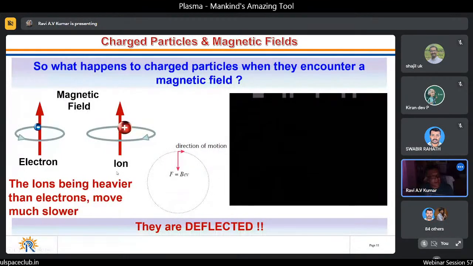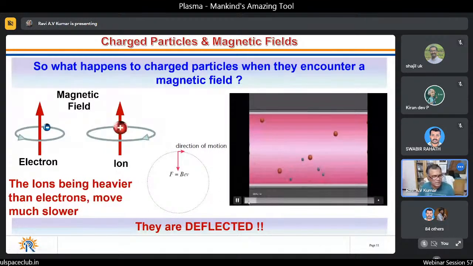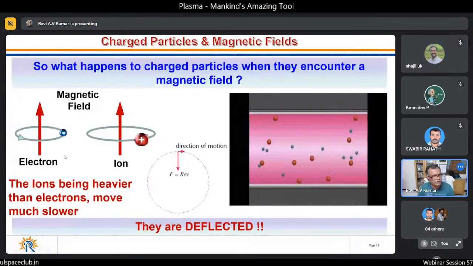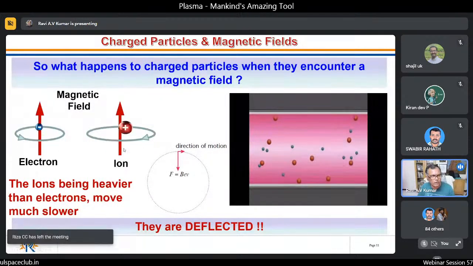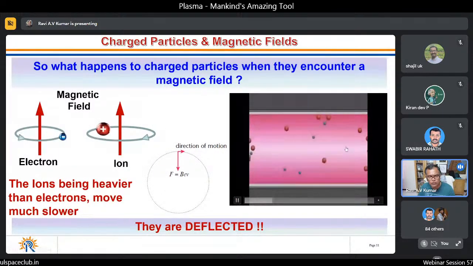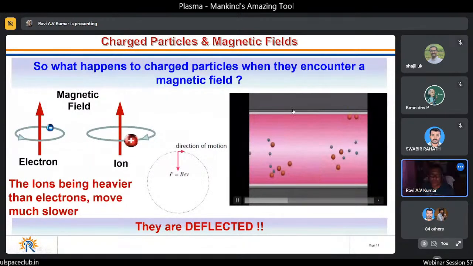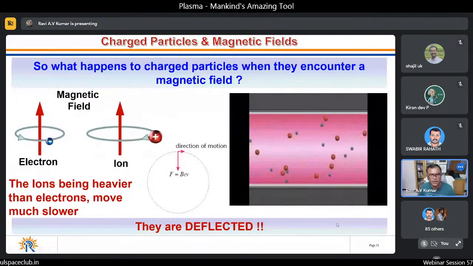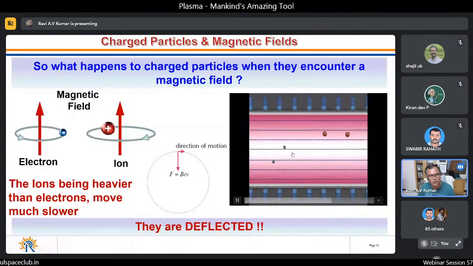Now, before I get into anything, I just want to clear two simple concepts. That is, if you expose a charged particle, whether electron or an ion, to a magnetic field, or for that matter to an electric field, they will start gyrating. And ions being more heavy, they move much slower. Electrons being smaller, they move faster. Now, for example, what happens? See this: the electrons and ions move in random motion. But the moment you apply a magnetic field, watch here. Once a magnetic field is applied, you will see that all the charged particles are trapped along the magnetic field lines.